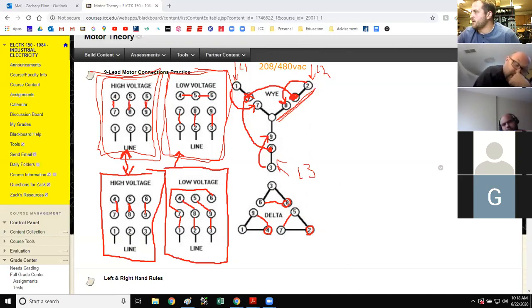I'm gonna see real quick if I can find, instead of moving my camera to show you the motor nameplate behind me, so I can show you what I'm talking about. Okay, here's one.